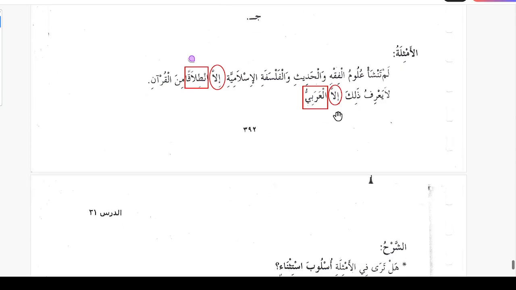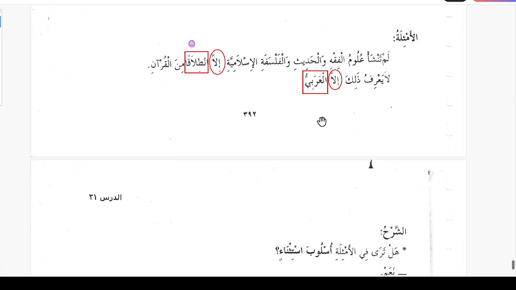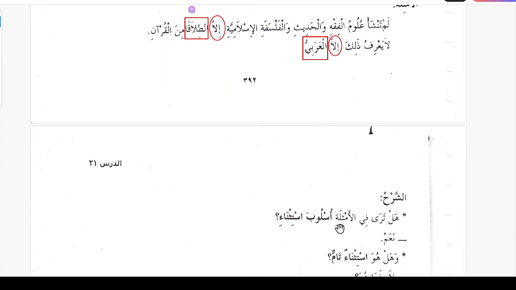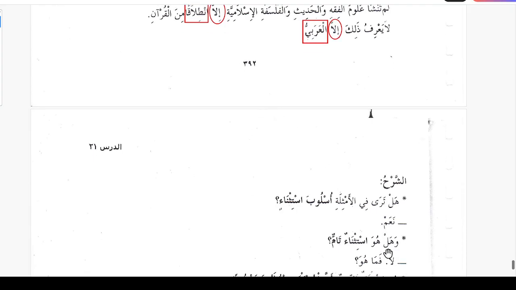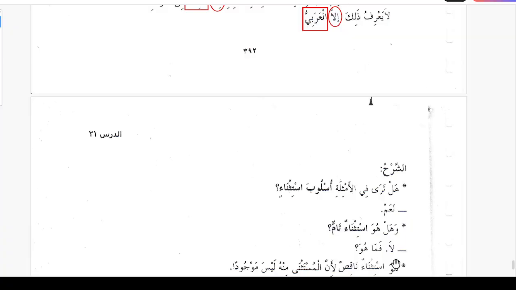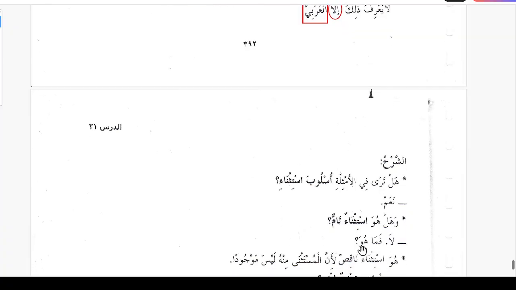So again there are only two parts, the exception tool, adatul istisna, and the istisna. So here is the explanation. Hal tara fil amsilatil usluba istisna, do we see in these examples the style of istisna? Naam, yes. Wa hal huwa istisnaun tamun, is this the complete istisna? Does it have the three parts that we studied? We only see two parts. La, no. Fama huwa, so what is that?